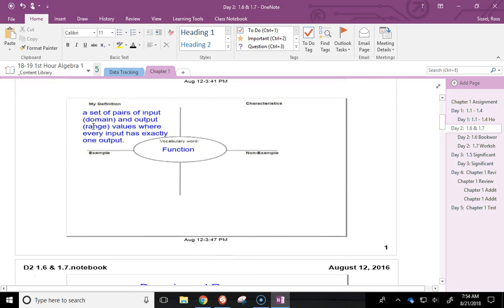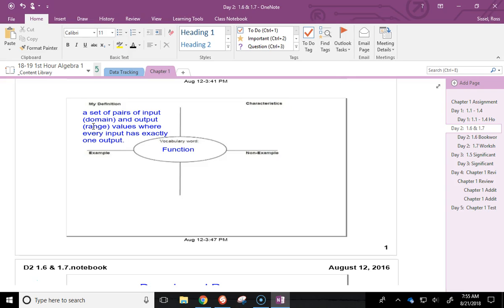Okay, so the first thing is I gave you this little Frayer model, I think it's called, yellow sheet, and it's going to help with our vocabulary. So right there in the middle, we're going to go ahead and write the word function in the middle. So we're going to look at the vocabulary word function, and we're going to try and really understand what that means. So the first thing is my definition.